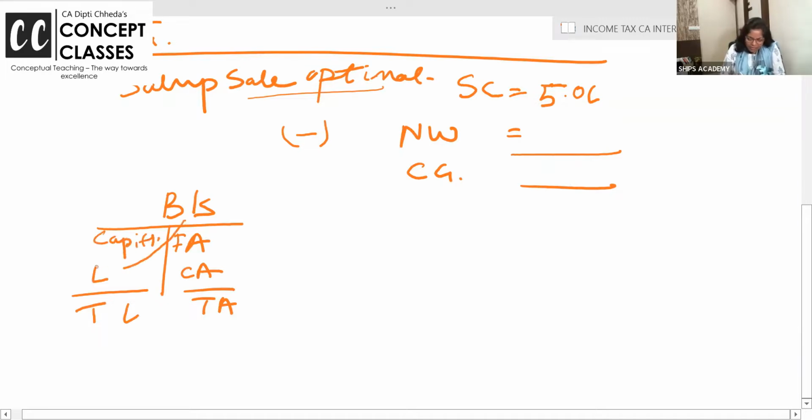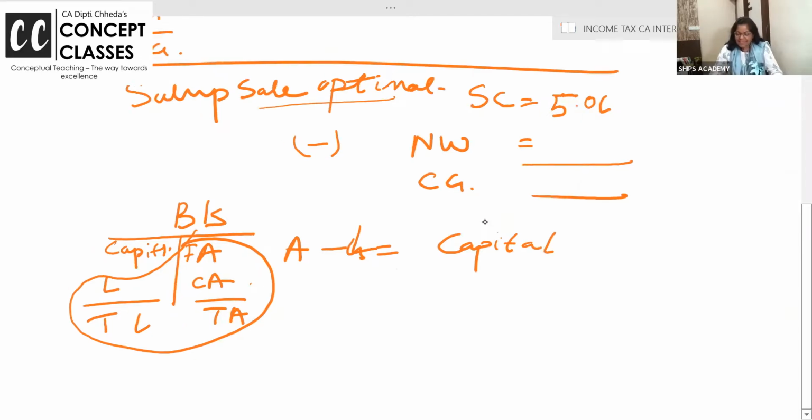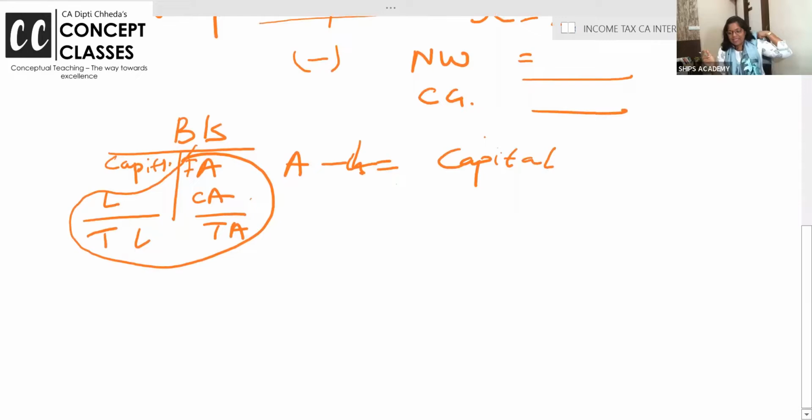Are you all with me that assets minus liabilities is capital? Have you all studied this equation? Can I expect some yes in the chat box? All of you know asset minus liability is the capital? Yes. So asset minus liability is the capital. Thank you for the response. Asset minus liability is the capital for a proprietorship concern.